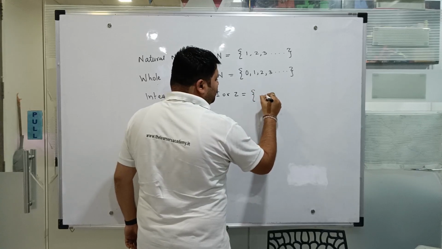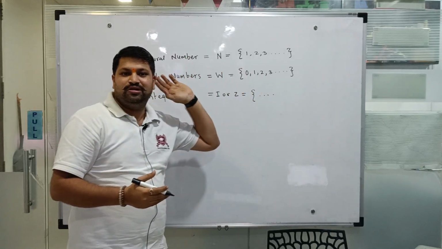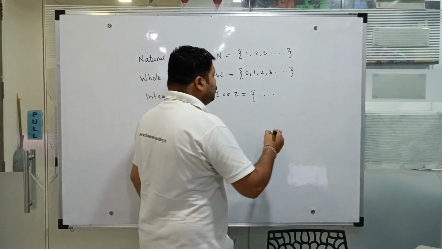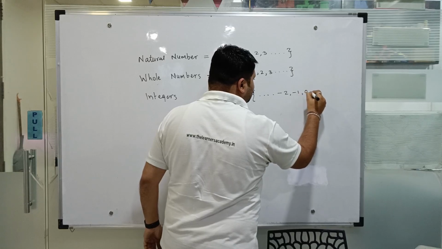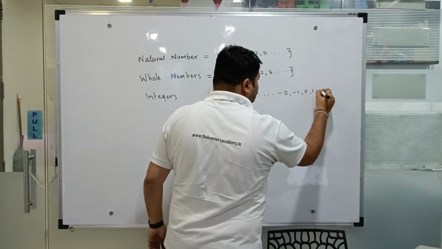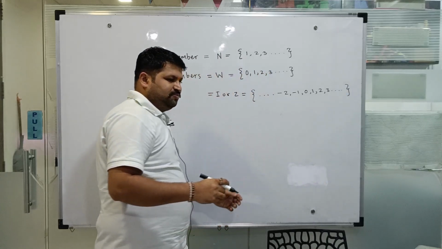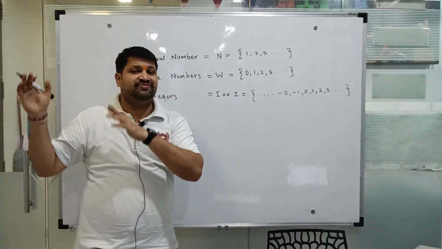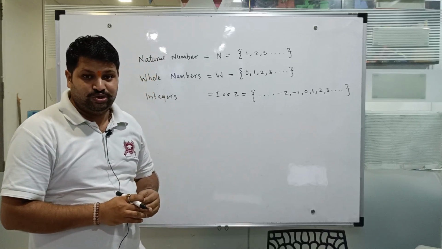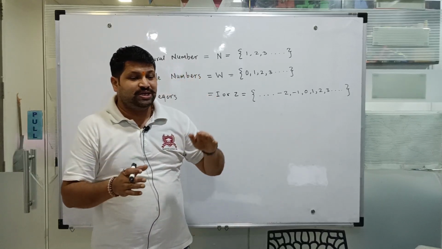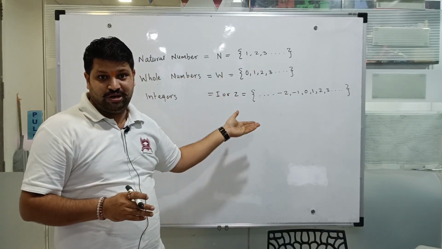They come all the way from negative infinity and go all the way to positive infinity. So we can have -2, -1, 0, 1, 2, 3 to positive infinity. We don't have a defined starting point or a defined ending point for integers. These are all complete numbers, so there are no decimals, no fractions up until now.